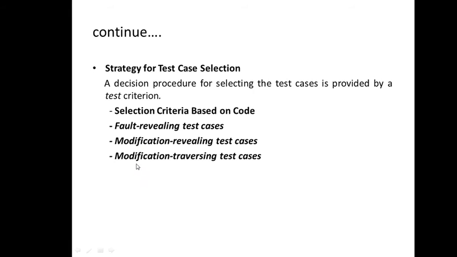And the last one, modification traversing test cases. That means select only those test cases which can help us to traverse, right? That is, go backward and identify the root cause where the modification has been made. So modification traversing, we are supposed to traverse those modifications till the point where it was initially done has been identified. So simply, strategies are selection based criteria, fault revealing, modification revealing, and modification traversing.